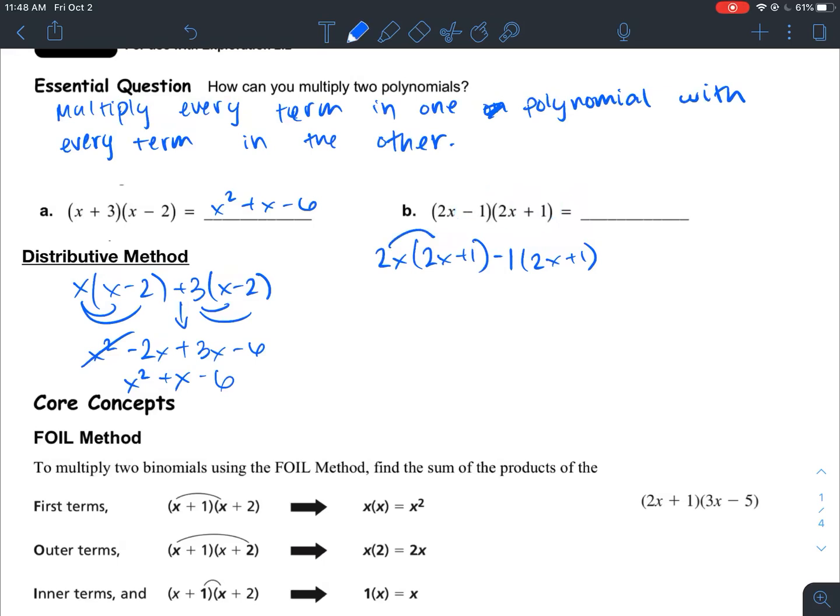So I do 2x times 2x. So 2 times 2 is 4, and x times x is x squared. So that's going to be 4x squared. And then 2x times positive 1 is positive 2x. Okay, now I have this negative here. Don't forget that negative. So negative 1 times 2x is going to be negative 2x. And then negative 1 times positive 1 is negative 1. Okay?